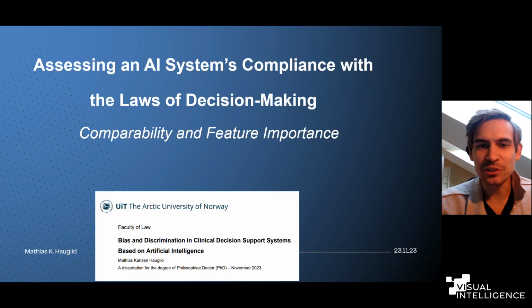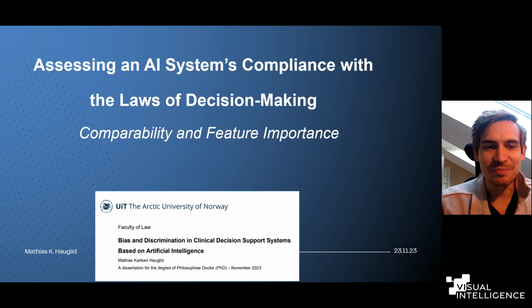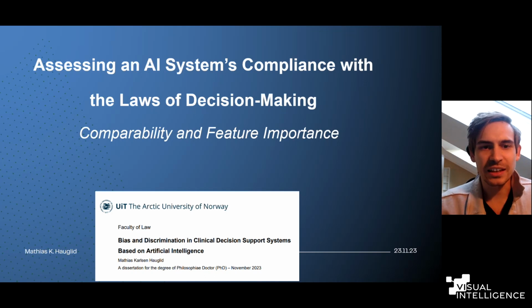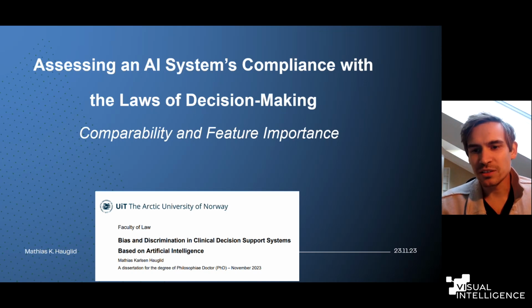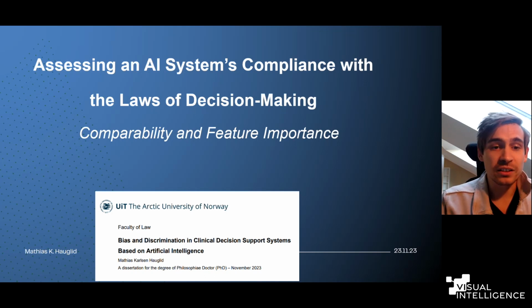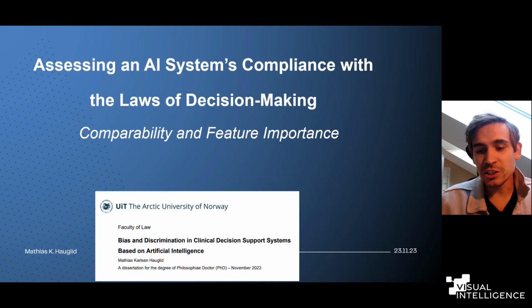But now I need the help of you guys to further develop some of the ideas that came up during the project. So this is not really like a roadmap or a very practical framework for assessing an AI system's compliance with the laws of decision making, but it's more of an exploration of the possibilities that I see when I read about some of the techniques and methods that exist within machine learning, and I combine that knowledge with knowledge of what kind of information and explanations we need when we are assessing AI systems in the light of various legal requirements.